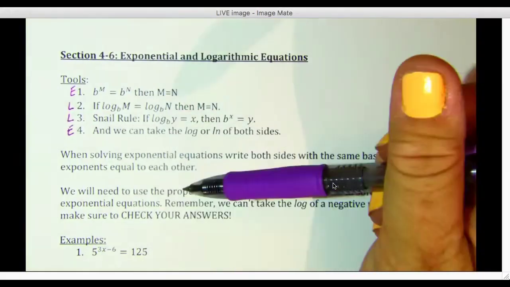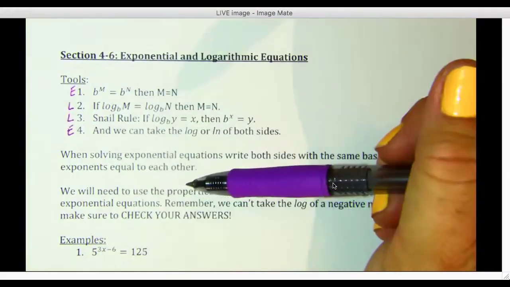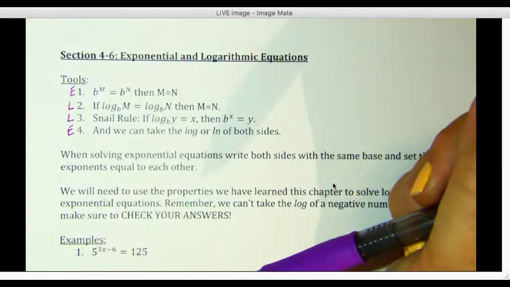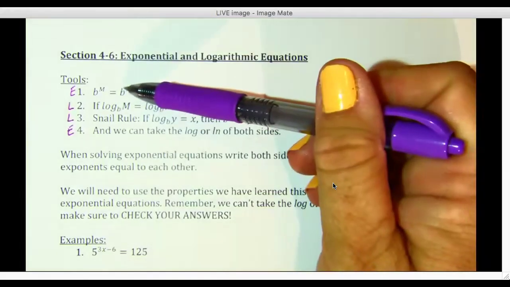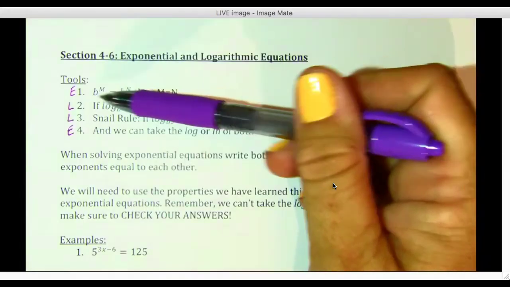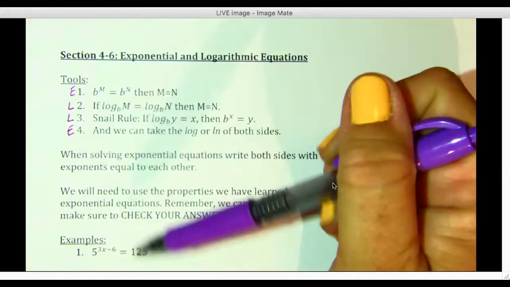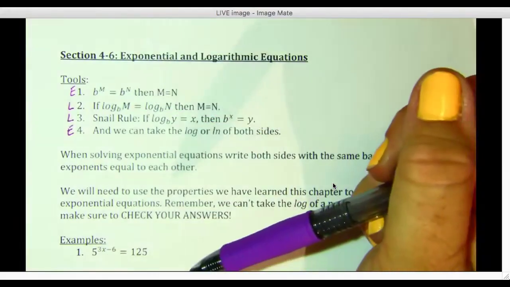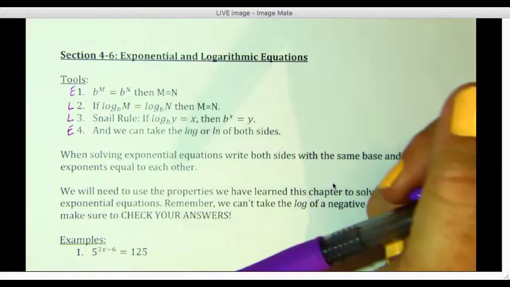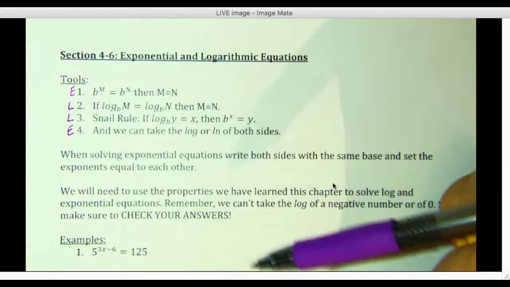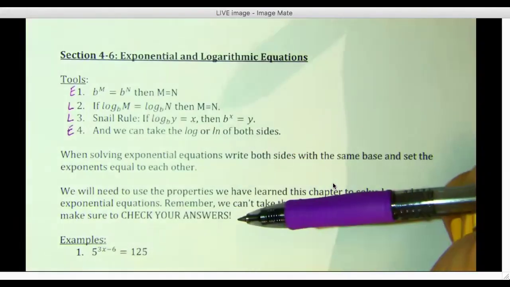And if we were trying to prioritize which tool we would rather use, we would rather use this first one. If it's possible for us to write this expression here with a base here and a base here that are the same number, then I can set my exponents equal to each other. That's our plan A. But if that's not possible, then the other tool we can use is that we can take the log or the natural log of both sides of our equation.